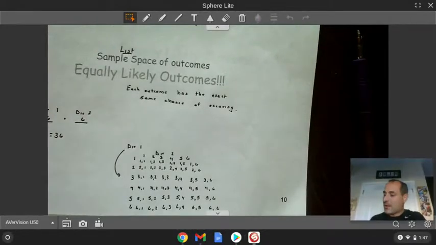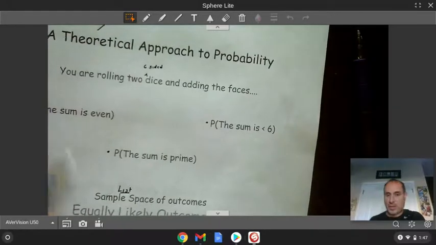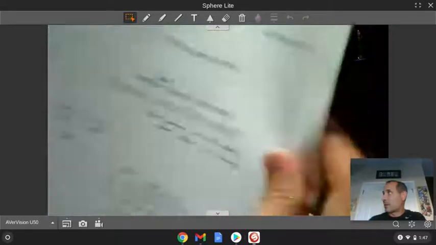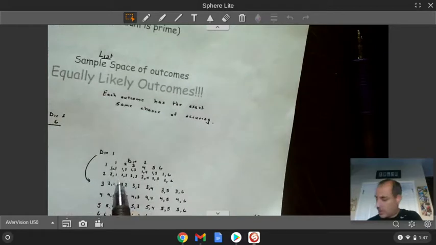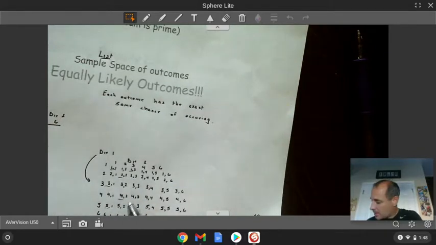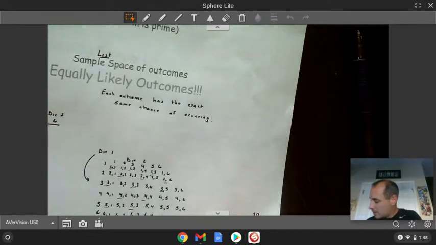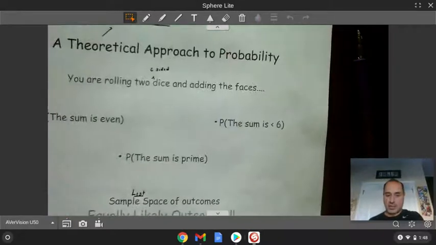Okay? And now it's very easy to go back here and say, okay, what's the probability the sum is even? Okay? Let's count the number of outcomes that lead to an even sum. All right? So we're going to go to that's even, right? Even, even, even, even, even, even, even, even, even, even, even, even, even, and even. And it ends up being 18 of the 36.